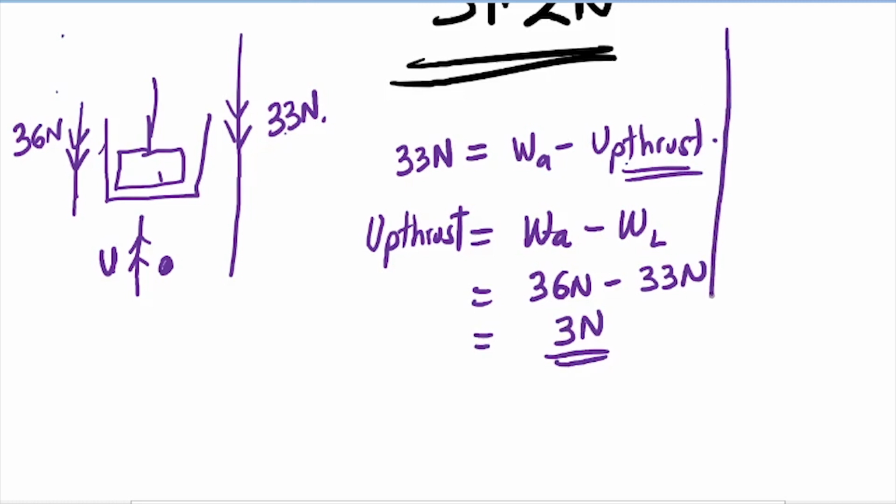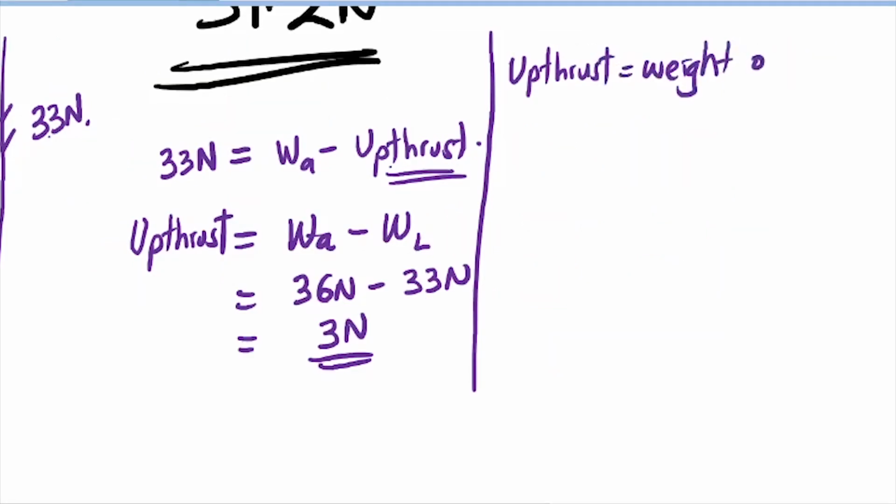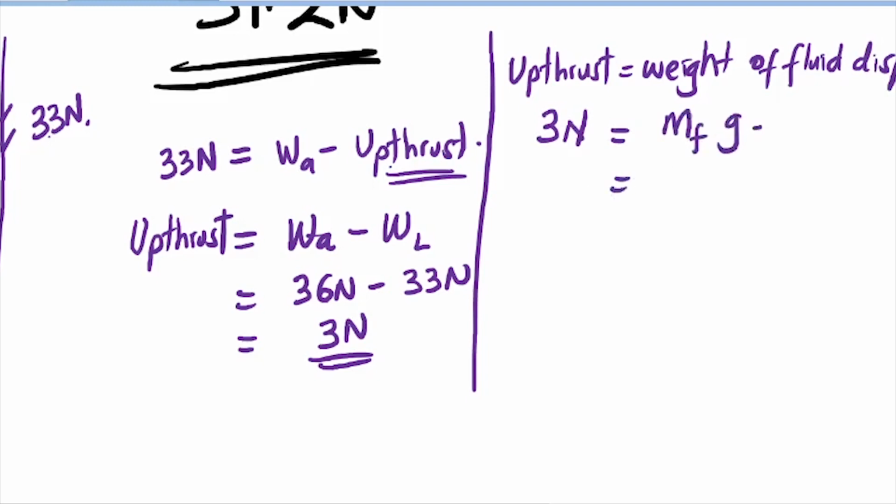So now that we know this is the upthrust force, we can simply go ahead and find the density, because the question requires us to find the density. So we shall simply say that upthrust is weight of fluid displaced. The upthrust force we've found is 3 newtons. It's going to give us the weight of fluid displaced, which is the mass of that fluid times the gravity. When we break down mass, mass is density of that fluid times the volume of that fluid, times gravity, which is going to give us 3 newtons.